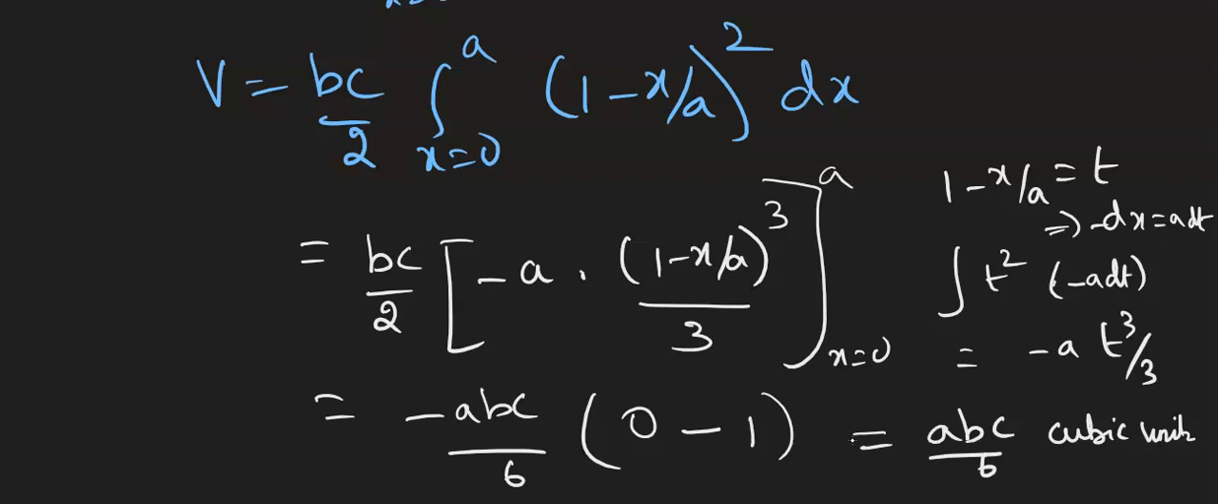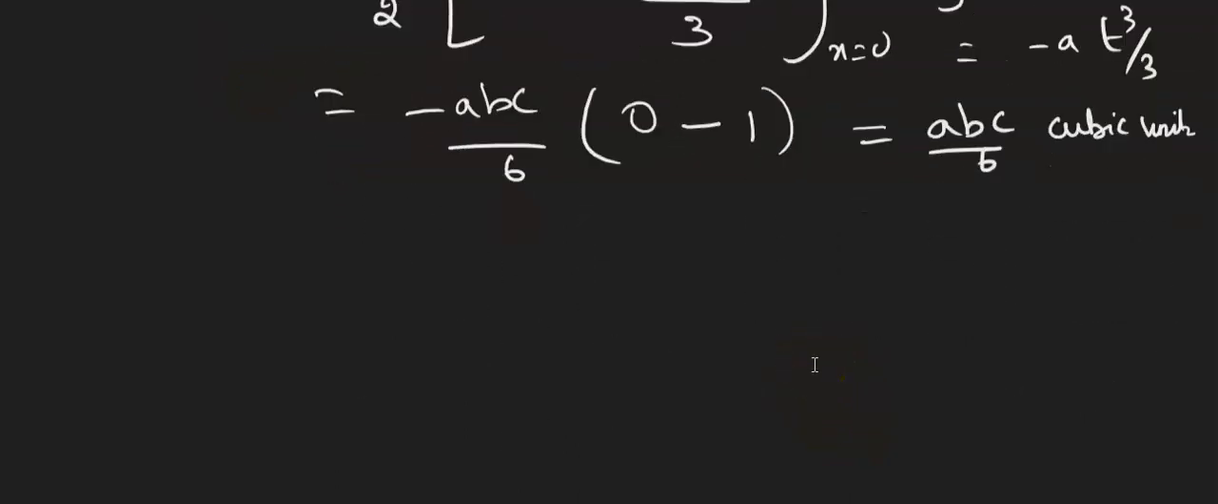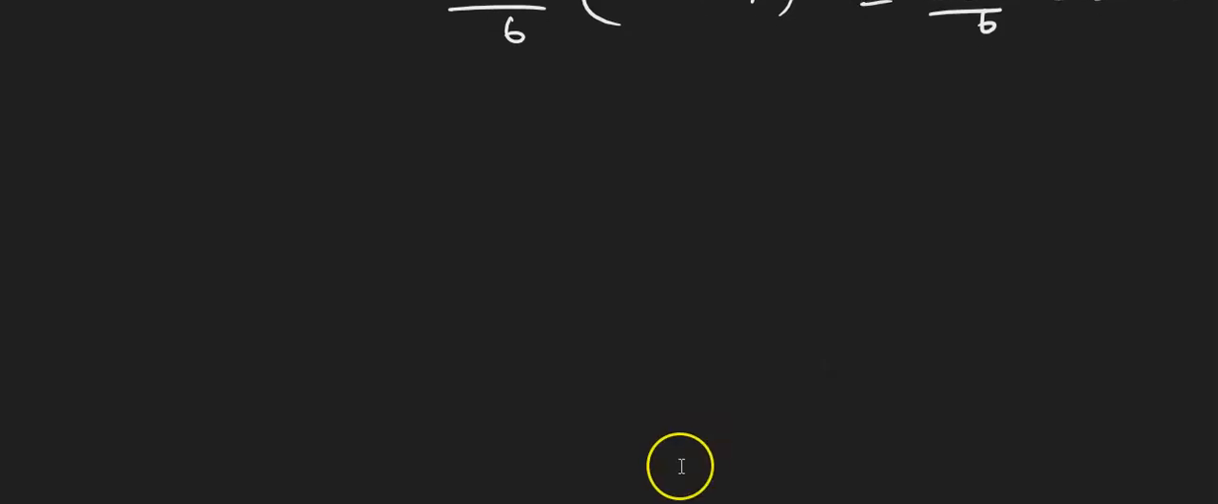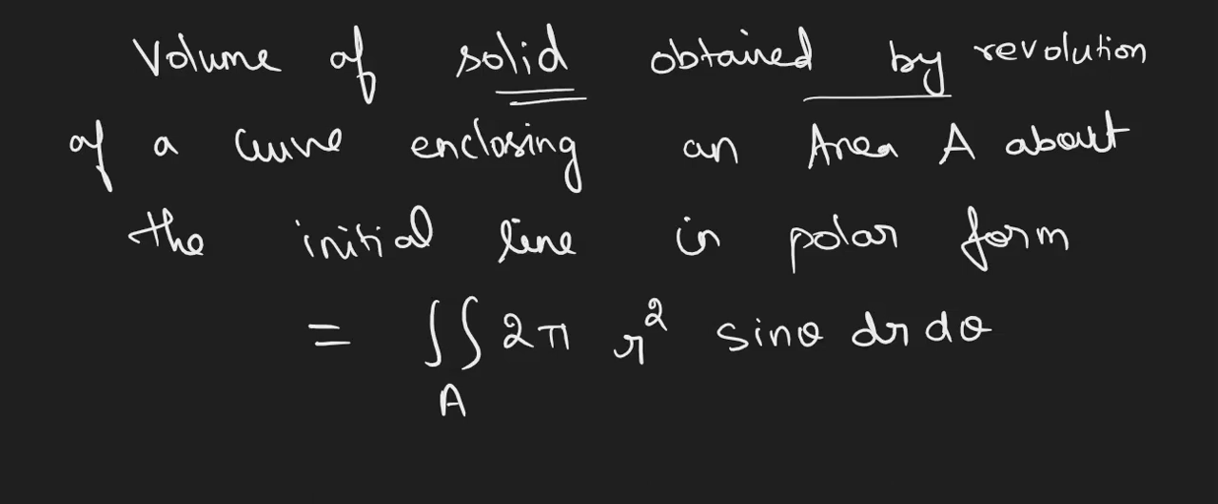Also keep one thing in mind. If they have given find the volume by double integration, either you can use triple integration or double integration over the area. That also we can use. And one more formula is there. This is the one: volume of a solid obtained by revolution of a curve. If I revolve around this, then you will get an area enclosing an area A about the initial line. About the initial line means this is the initial line. I am rotating about the initial line. So now in polar form, this is the formula.